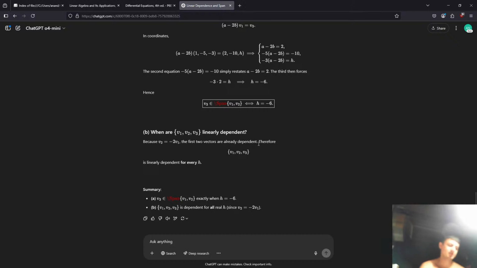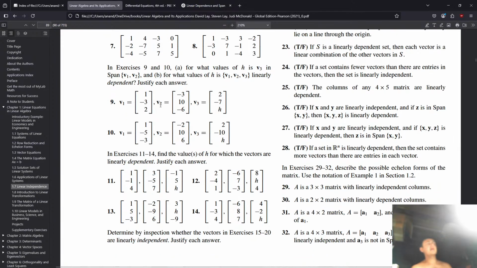Oh yeah, so okay. This is what they were saying. But in B, it doesn't matter what h is, as v1, v2 are already dependent. So that was what they were trying to show. That's what's nice about doing more exercises than you think you need to do.